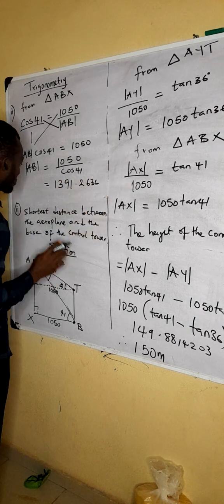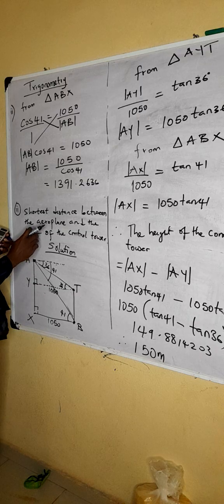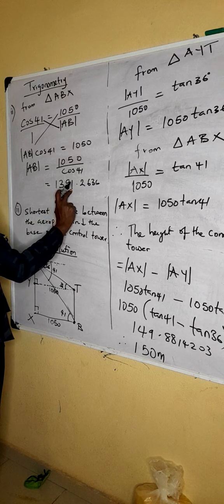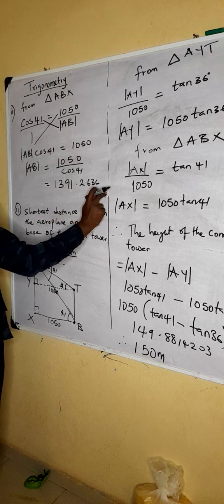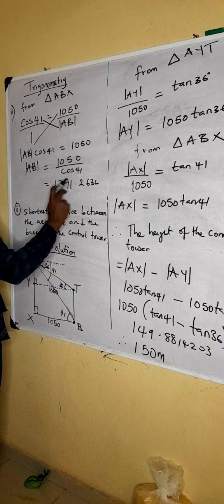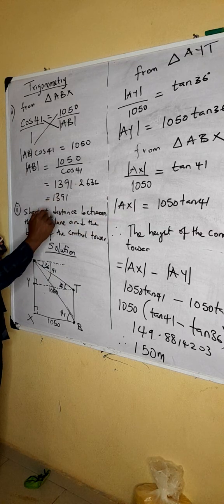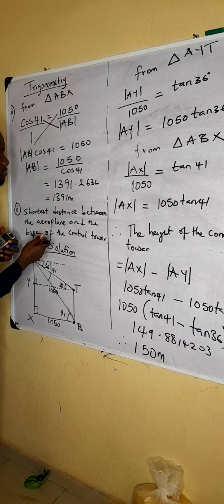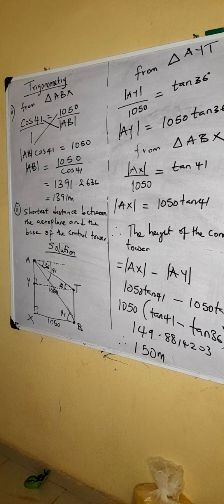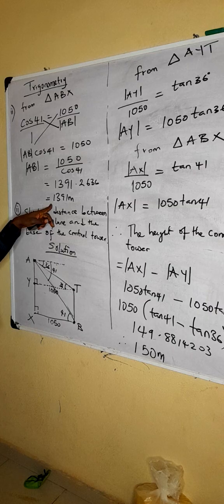1391.2636, and so on. But we want to approximate it to the nearest meter. So this is the nearest meter, and these are fractions of a meter, like decimals of a meter. The next digit is not up to 5, so we round down straight away. So we have 1391 meters. So this is the shortest distance between the aeroplane and the base of the control tower.